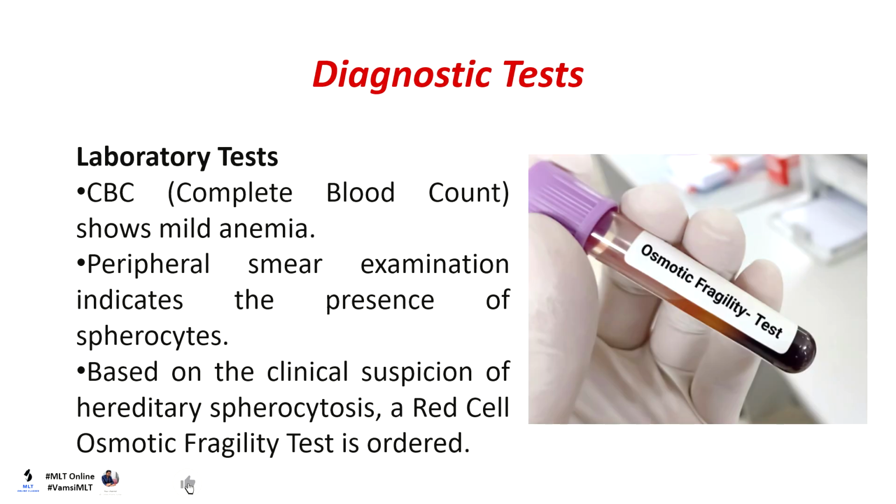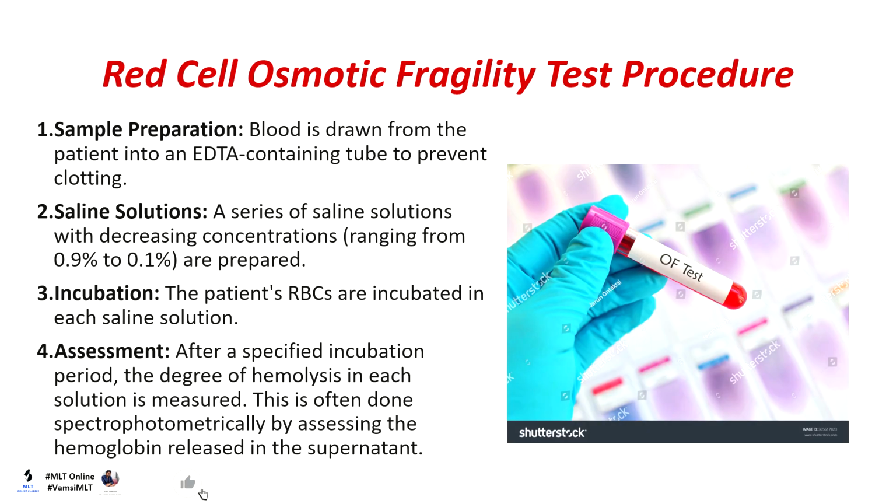Laboratory tests. CBC, complete blood count, shows mild anemia. Peripheral smear examination indicates the presence of spherocytes. Based on the clinical suspicion of hereditary spherocytosis, a red cell osmotic fragility test is ordered. Red cell osmotic fragility test procedure.